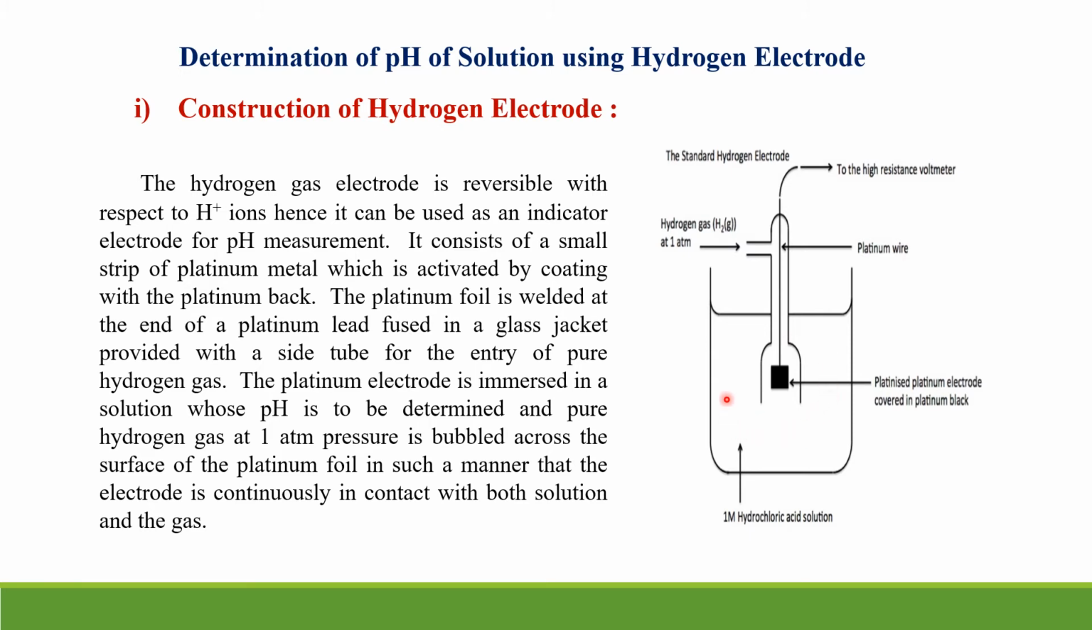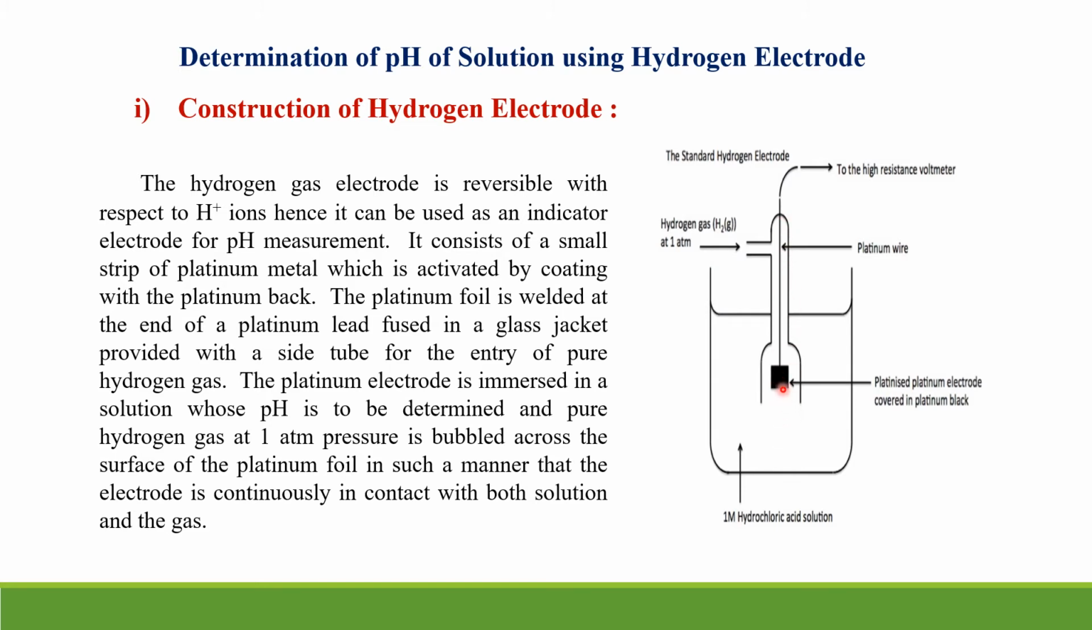of which we have to determine the pH. And the pure hydrogen gas at 1 atmospheric pressure is bubbled across the surface of the platinum foil in such a manner that this hydrogen electrode is continuously in contact with both the solution as well as the gas. So this is the construction of the hydrogen electrode.